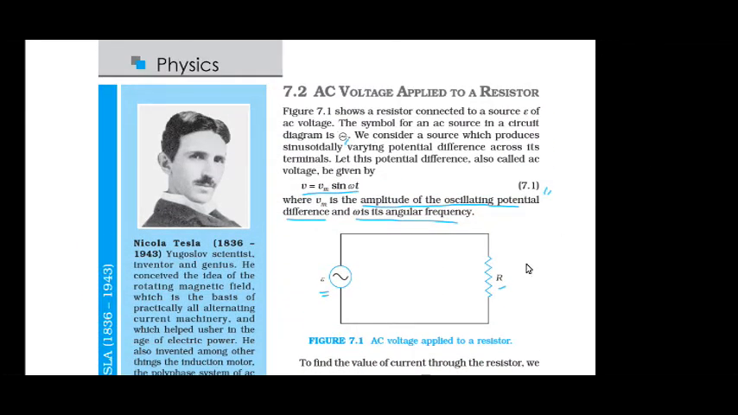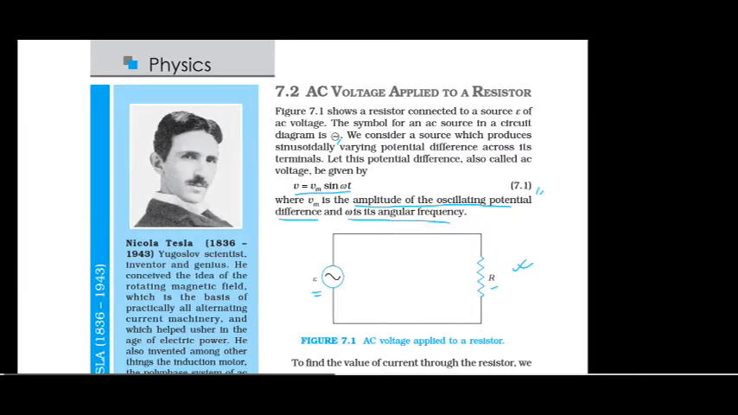So from here just see this figure, AC voltage applied to a resistor. The rest I'll make you understand easily and conveniently. After I have explained, you can go through this NCERT solution. You will understand that also. So, figure 7.1 shows a resistor connected to a source E of AC voltage.